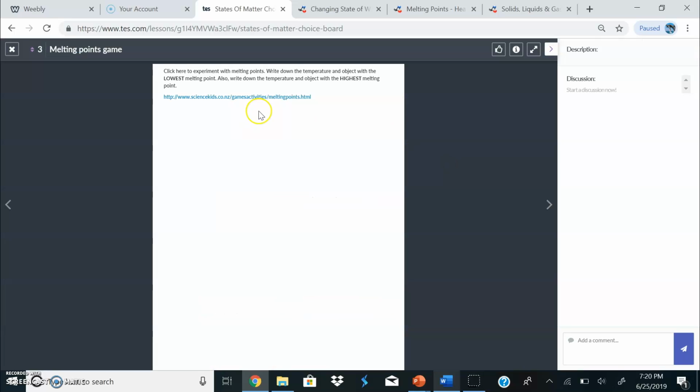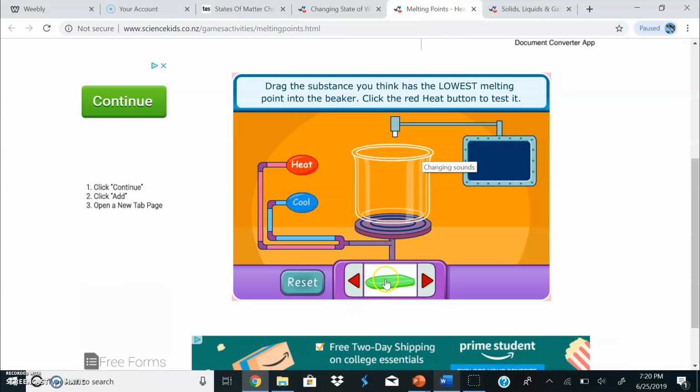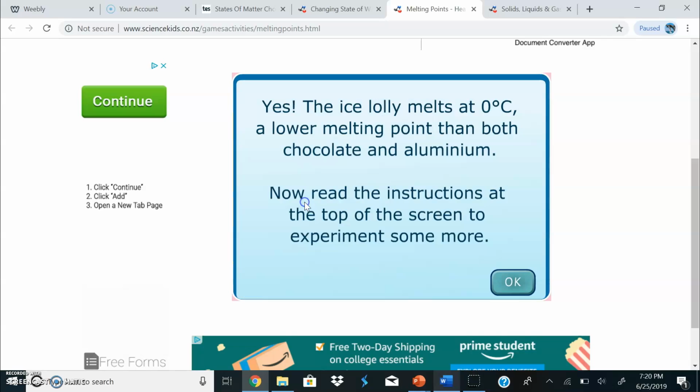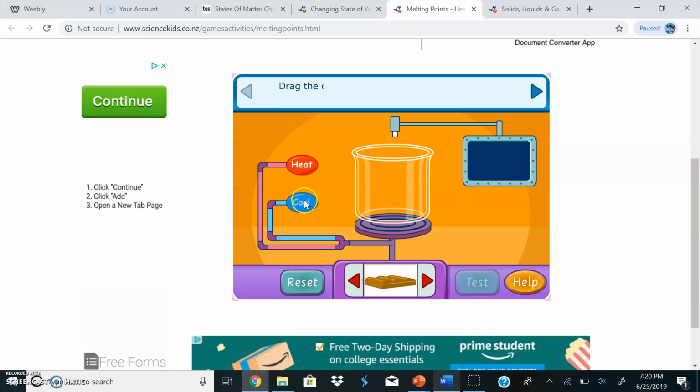And then this is the melting point game. So this is another activity just like the water one, but you're working with different materials. So you would heat this up and then watch to see what happens when it cools. And then just like the other activity, you go through the questions and answer what happens.